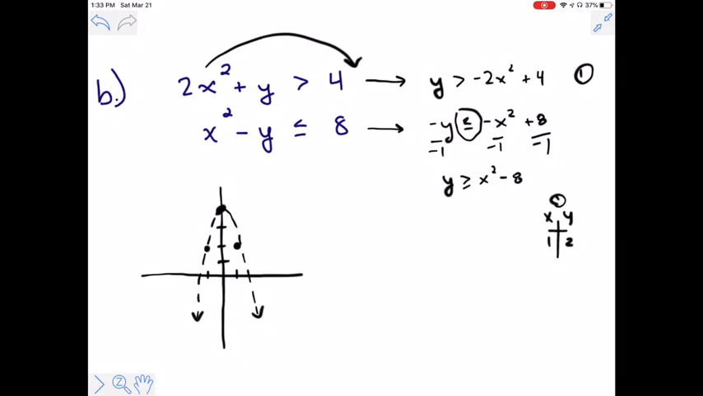And the shading, I'm going to use a test point of 0, 0 to figure out where to shade. If x and y are both 0, I'm going to go back to the original form of the inequality right here. If x and y are both 0, then you end up with a statement 0 greater than 4. 0 is not greater than 4. So I'm not going to be shading towards my test point, which was 0, 0. I'm going to be shading away. So I'm shading on the outside of this parabola.